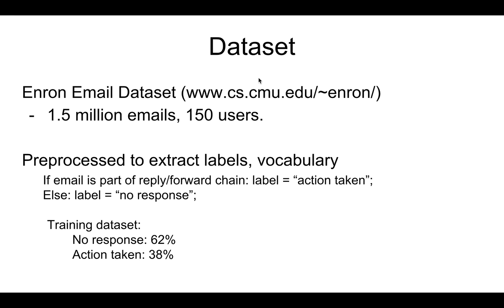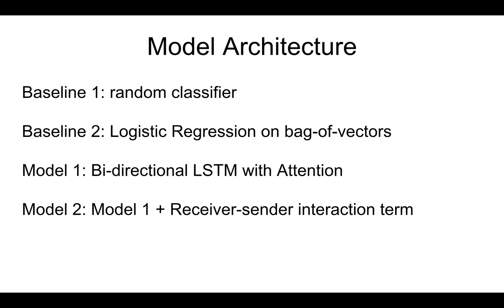So for my project, I ended up using the Enron email dataset, which is a set of 1.5 million emails from senior management at the Enron Corporation. I pre-processed this dataset to extract labels and the vocabulary. Basically, if the email was part of a reply or forward chain, I classified it as action taken. Someone responded to that email. Otherwise, I classified it as no response.